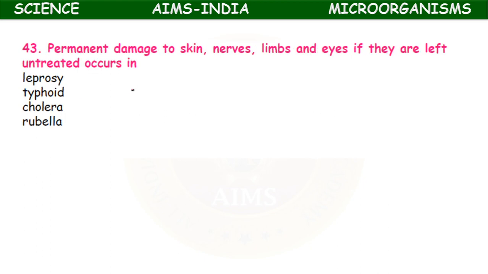Next, permanent damage to skin, nerves, limbs and eyes, if they are left untreated, occurs in which disease? Okay, which attacks the nerves and makes the organs senseless. Leprosy, typhoid, cholera, rubella. It is leprosy which causes the above symptoms. Damaged skin, nerves, limbs and eyes if it is neglected.